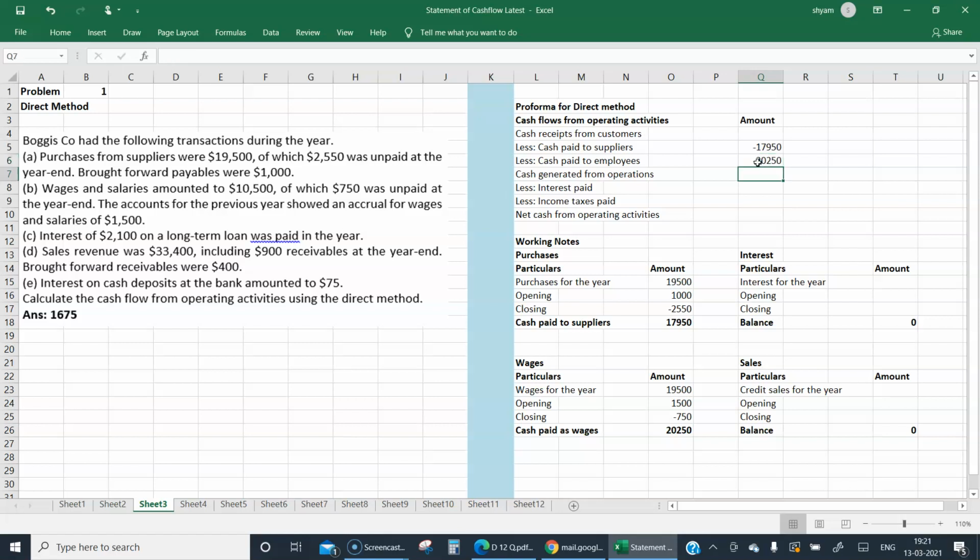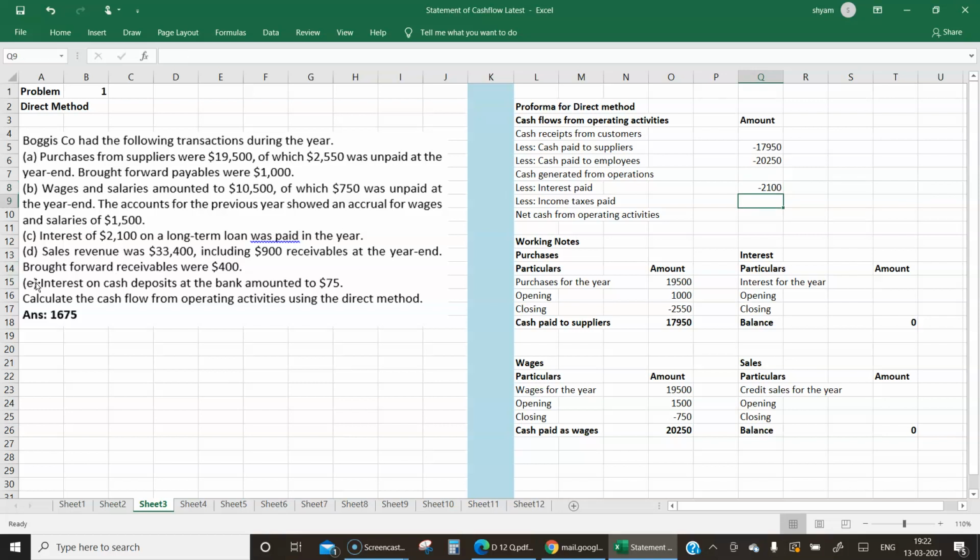Now we'll move on to the next one. Interest of 2,100 on a long-term loan was paid in the year. Any interest paid has to be deducted naturally, so it is 2,100.